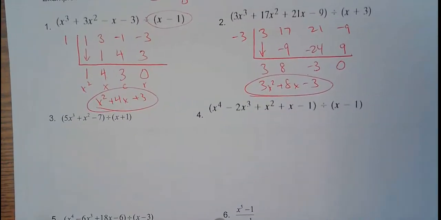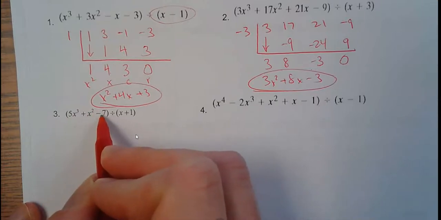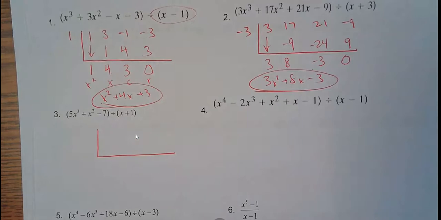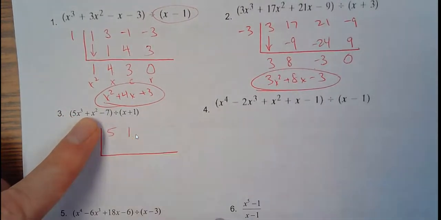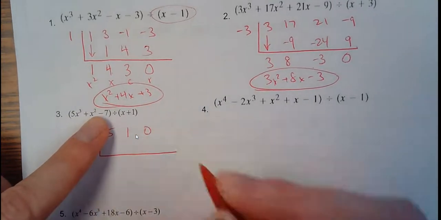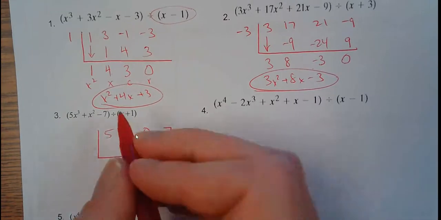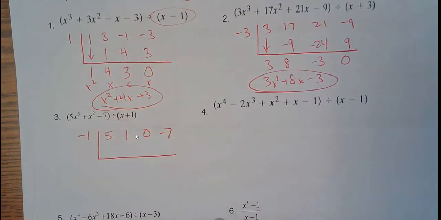Okay, next guy here, number 3. Now notice it has x cubed, x squared, and there's no x's. We have to be careful when we do this. We want to make sure we put a 0 in that spot. So we had 5x cubes. How many x squareds? 1. How many x's? None. How many constants? -7. And now what makes this equal 0? That'd be a -1. Okay?